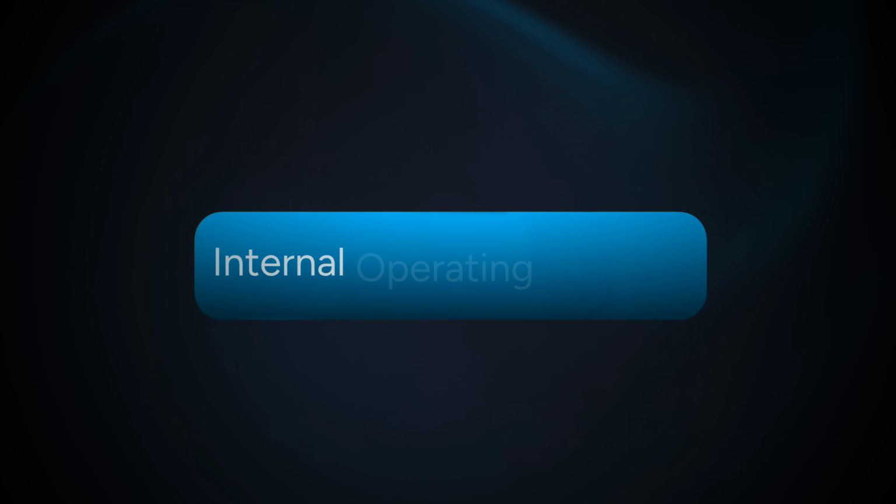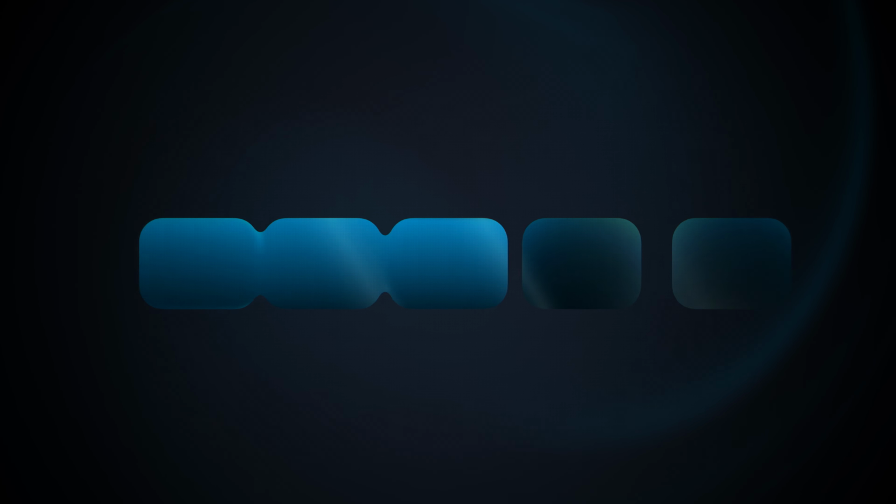There are 5 layers to your internal operating system, and these layers determine every result you're currently experiencing in your business, from your energy levels to your revenue levels to how you show up as a leader, your team dynamics, even how you relate and respond to the market and your competition.